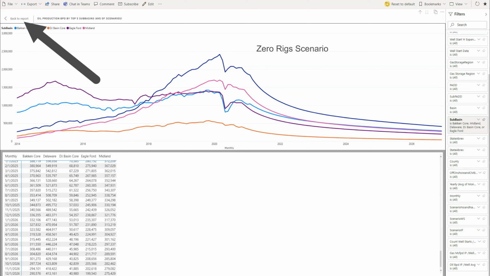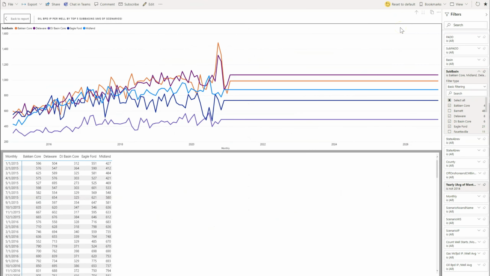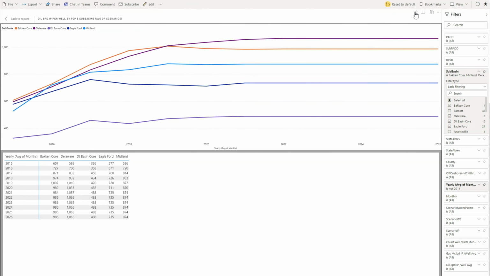Let's go to the oil IP per well page to look closer at initial production rates. We take the max production for each well during the first 6 months and specify that as the initial production or IP rate. Since there's so much variability in the monthly data, we'll arrow up to look at the yearly average instead. Bakken had the highest IP rates until 2019 when Delaware took the lead.